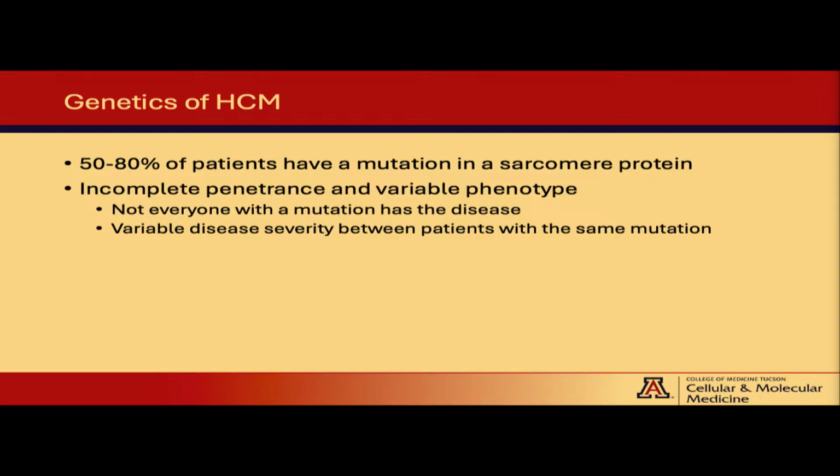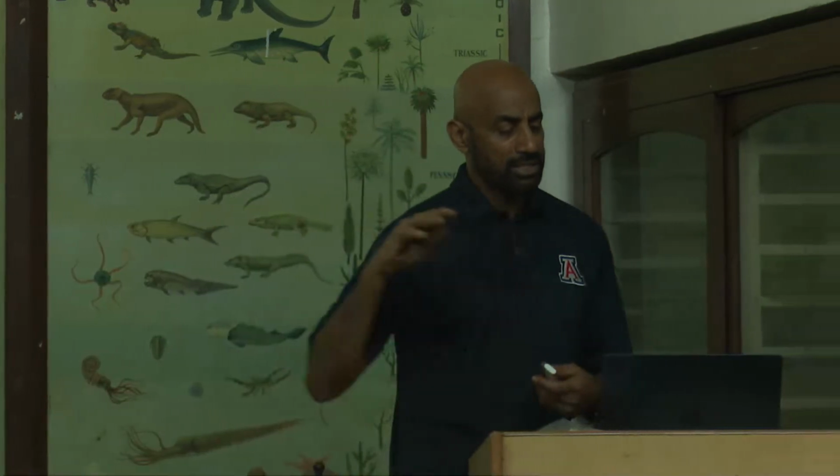So the genetics of hypertrophic cardiomyopathy: it's a pure genetic disease. Predominantly, mutations are in the sarcomere genes, mainly involved in muscle formation, muscle structure, and muscle function. In the next 10 minutes we are going to look at what these proteins are and how they work in the cardiac muscle.